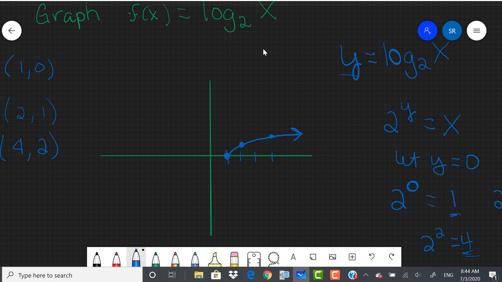Okay, so just be careful when you're doing these, when you're plugging in numbers. Remember, you're plugging in for y, so you're going to have to flip it when you do your points over here.